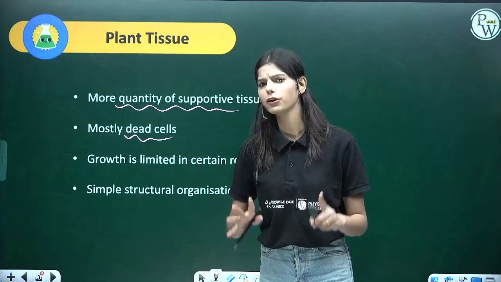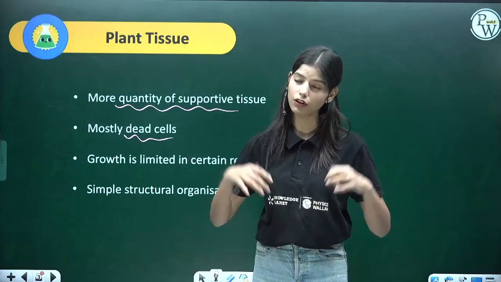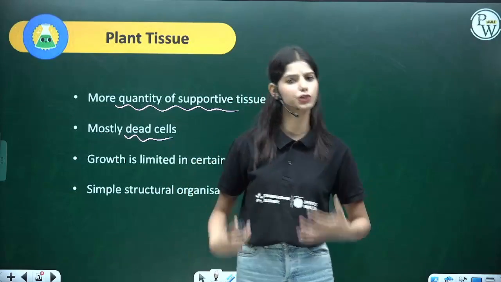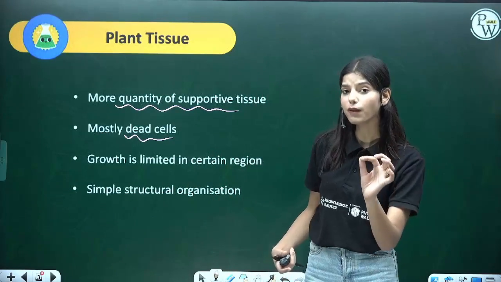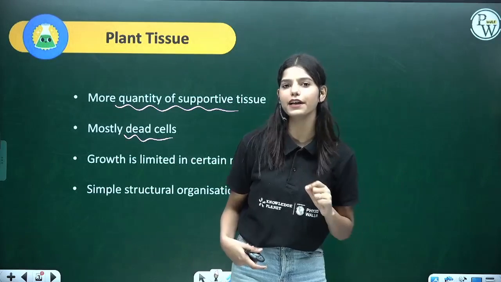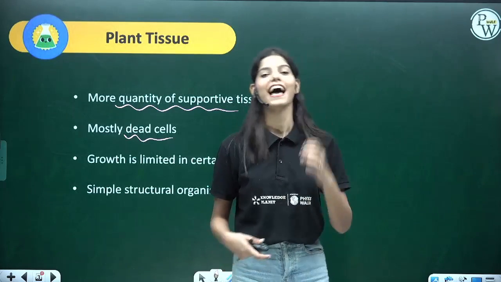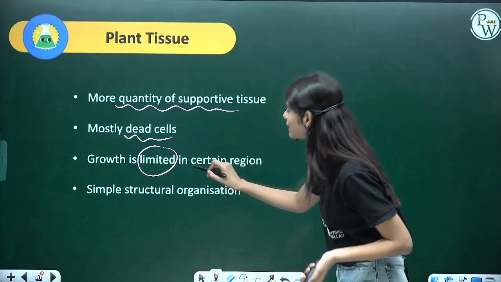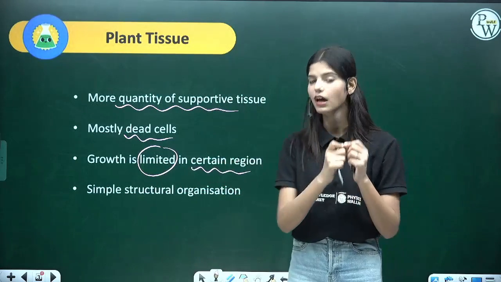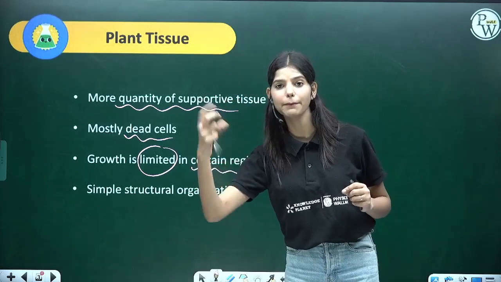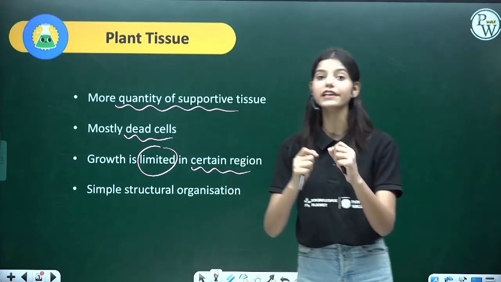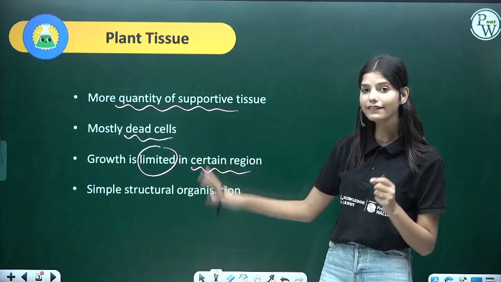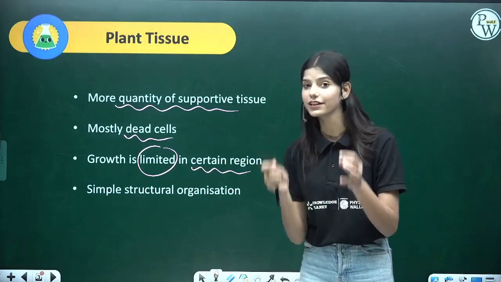Also guys, talking about the growth. Growth in case of plants is very different from animals. If you talk about animals, we have growth which is uniform throughout their body. But in case of plants, only specific regions are capable of growth. And here you can understand growth is limited in case of plants, and it is only found in certain regions. Maybe in certain regions of the stem, certain regions of the roots, certain regions of the leaves. So basically growth is limited in case of plants, and it is only found in certain regions.